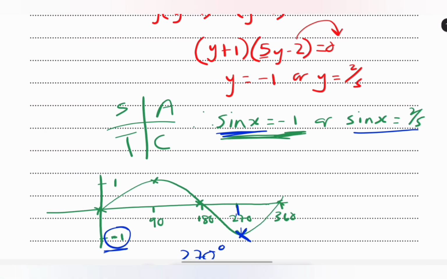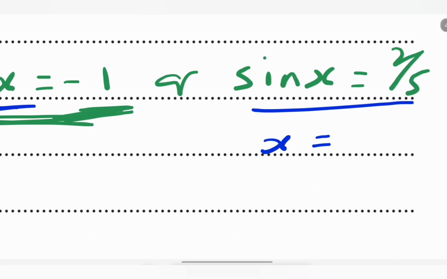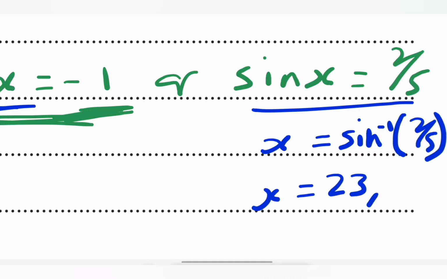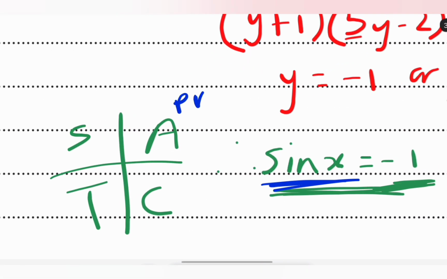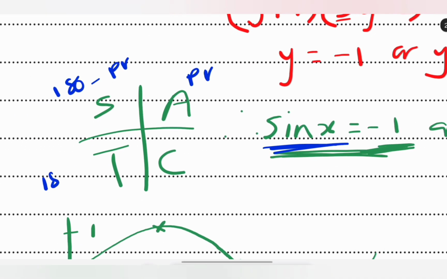And for this part, we say x is equal to the sine inverse of 2 over 5, and that gives us x to be 23.6 degrees, like that. And this is our principal value that we have here, because this is the principal value, 180 minus the principal value, then 180 plus the principal value, 360 minus the principal value.